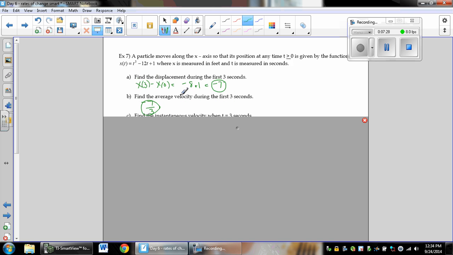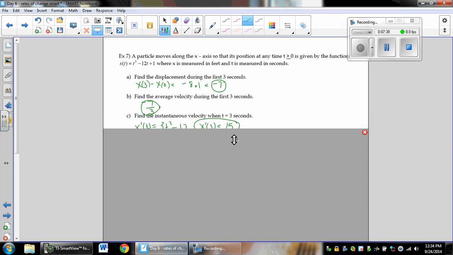Average velocity is displacement divided by time. So our displacement was -7, and 3 seconds have elapsed. So our average velocity is -7/3. Instantaneous velocity is the derivative. So I want the derivative evaluated at 3. So there's my derivative. 3 times 3 squared minus 12 is 15.